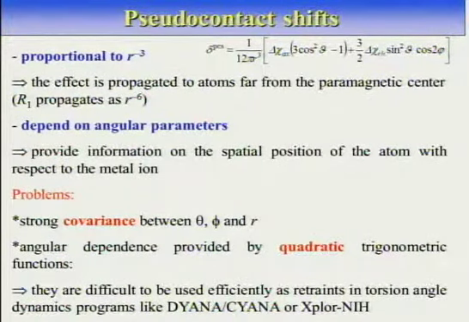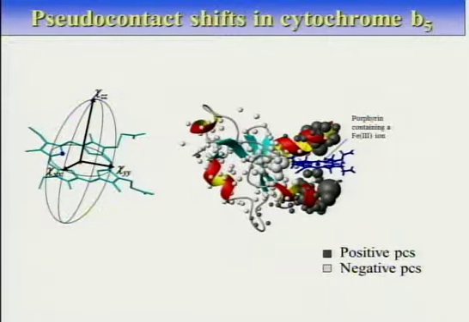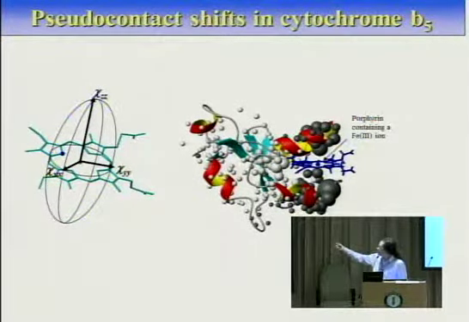So these pseudocontact shifts are proportional to r to the third and depend on angular parameters when you fix the reference frame as the frame in which this magnetic anisotropy matrix is a diagonal matrix. This is an example for a real protein where we measured these values, and you have positive shifts here and negative shifts in the rest of the protein.